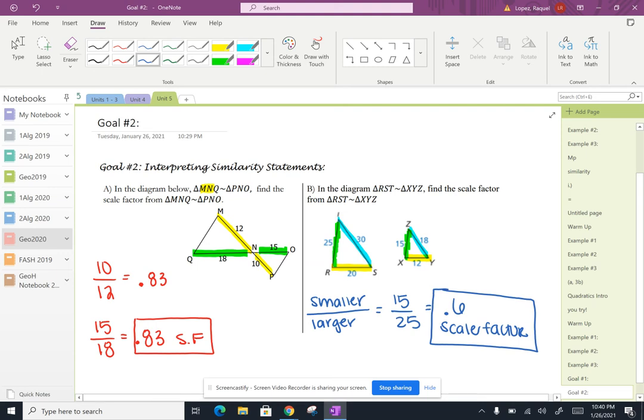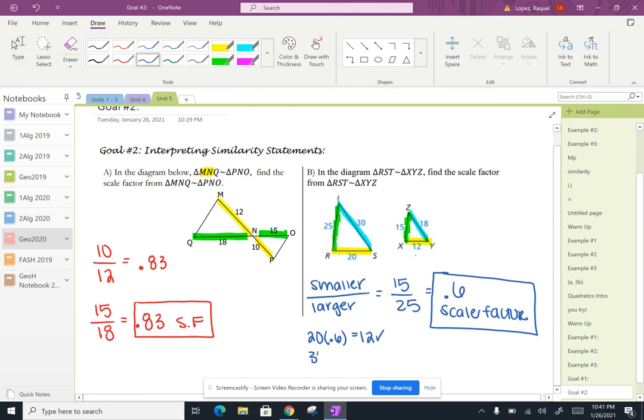So I can take that 0.6 and multiply it by all of the sides in triangle RST, and it'll give me the sides of the smaller one. So for example, if I do 20 times 0.6, this gives me 12, which is exactly what we have for the smaller triangle. And if I do 30 times 0.6, that's going to give me 18, which is what we have as well.